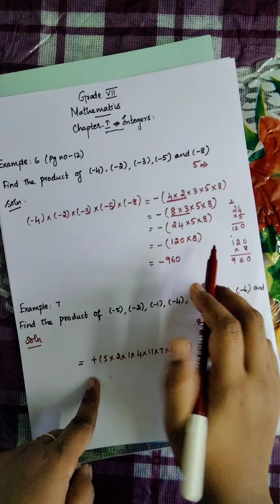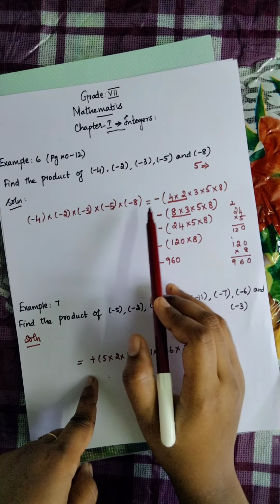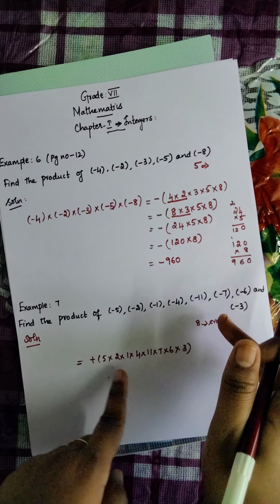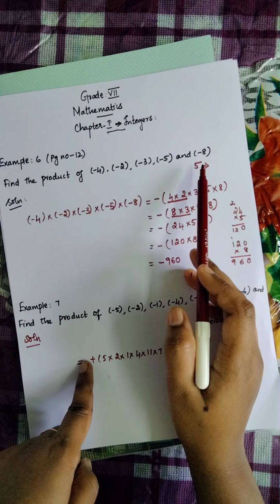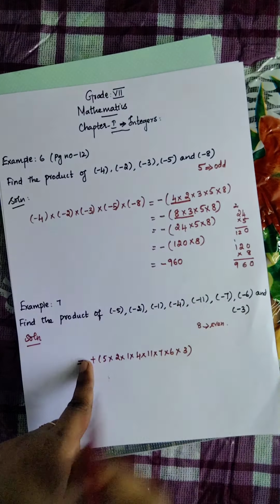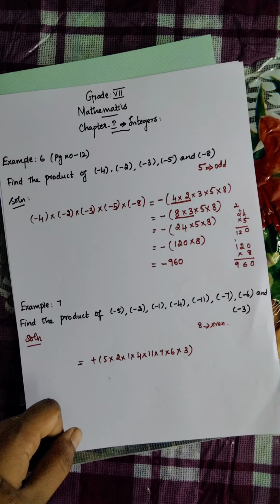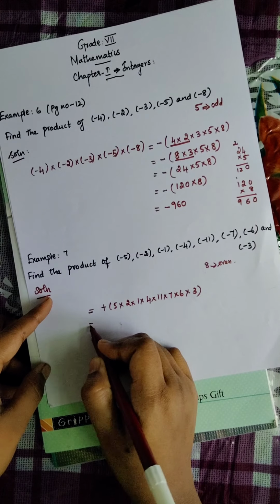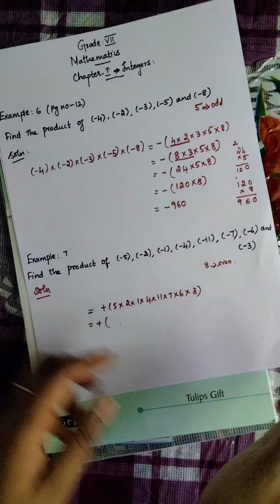If it is an odd number, we mention the negative sign. If there is even, put the positive sign. If there is odd, put the negative sign. Understand? This is the difference. Now multiply all the numbers.